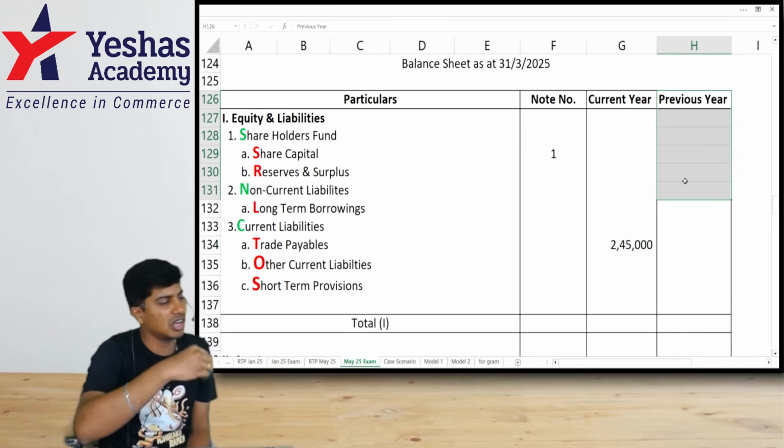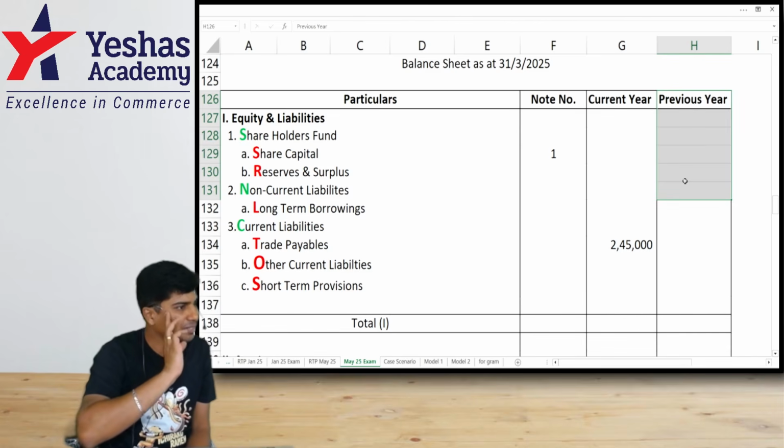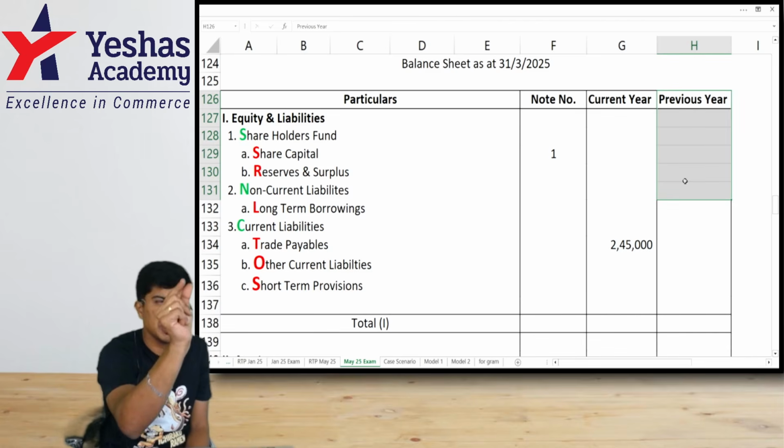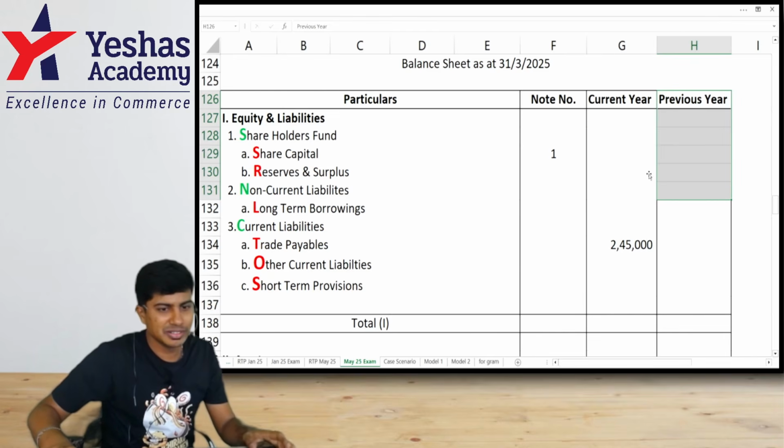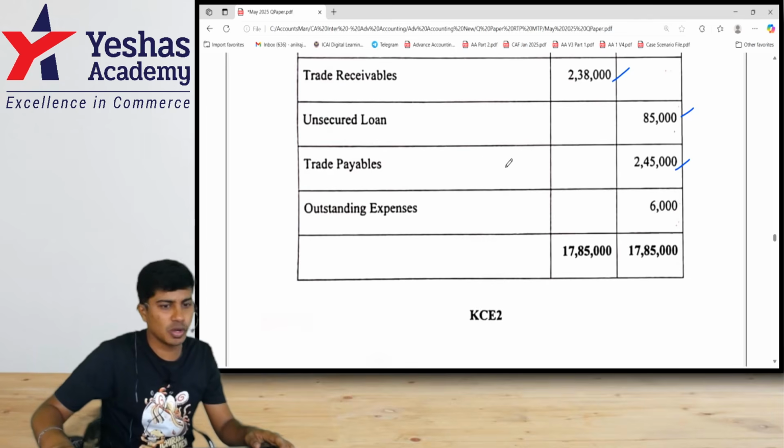Still, draw the previous year column and leave it blank. If you don't have space, draw it very, very small, the size of a ledger folio, and leave it empty. For previous year, just write PY. It's okay. And then outstanding expenses 6,000.